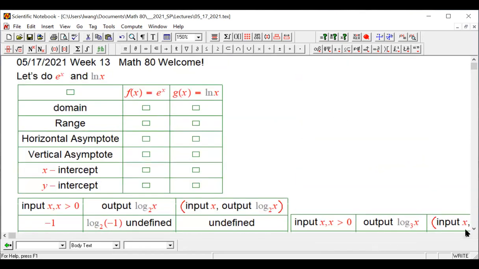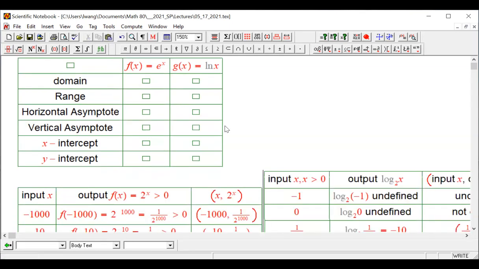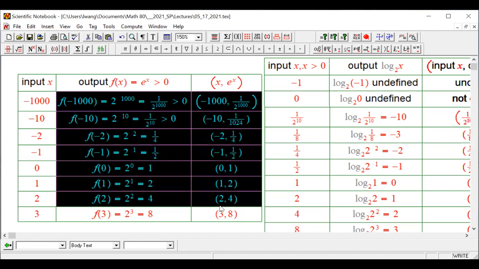Here we go. There's no rush. Okay, so plotting the points. And of course, this time it's e to the power x. Everything will have to be redone.